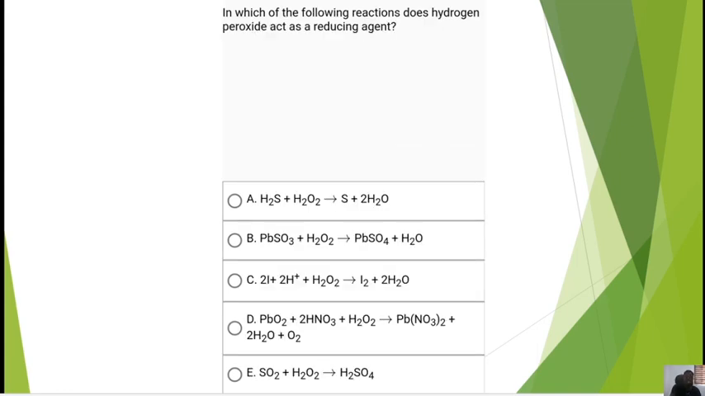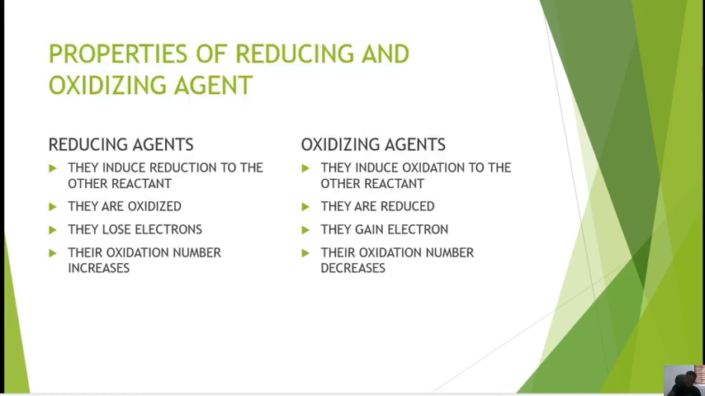In which of these reactions does hydrogen peroxide act as a reducing agent? So we are looking at where it acts as a reducing agent. So what should we look out for in a reducing agent? A reducing agent should be oxidized, which means the oxidation number should increase. So whenever you are looking out for hydrogen peroxide, you are looking out for where the oxidation number of hydrogen peroxide or any element in hydrogen peroxide increases. That is because it is a reducing agent. So we are looking out for an increase in oxidation number.